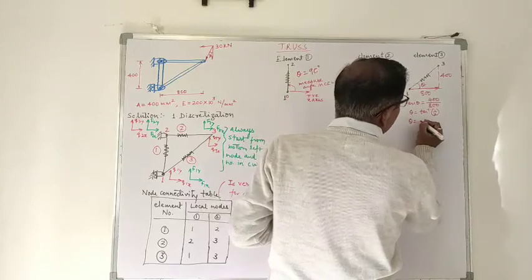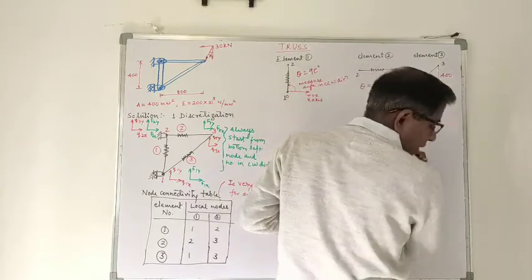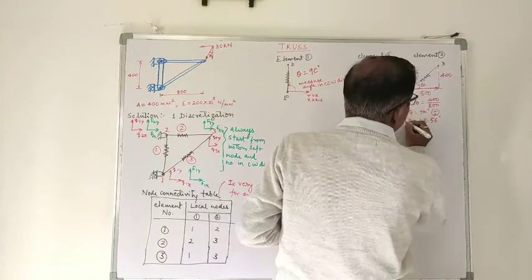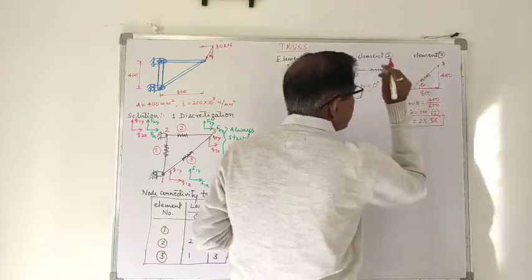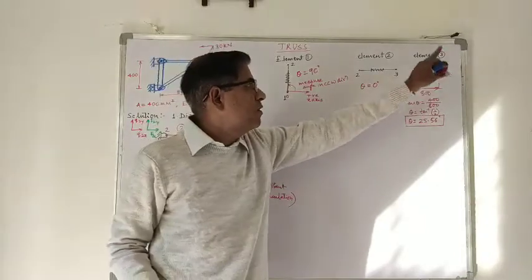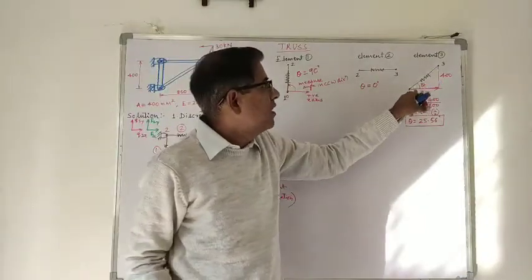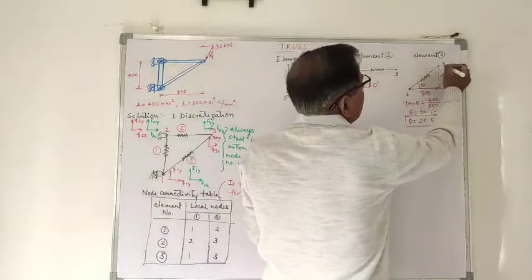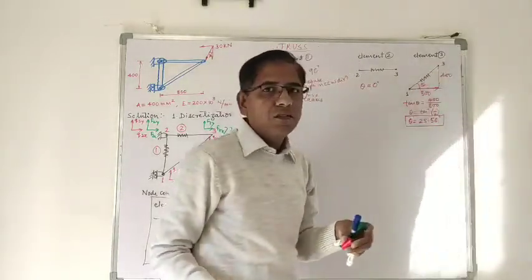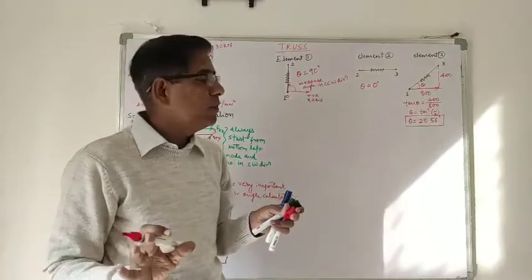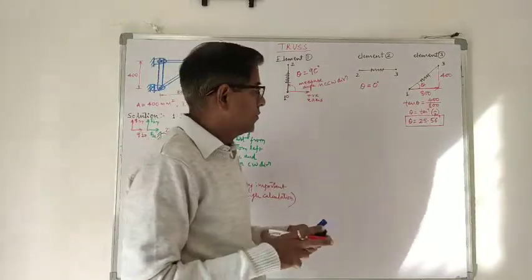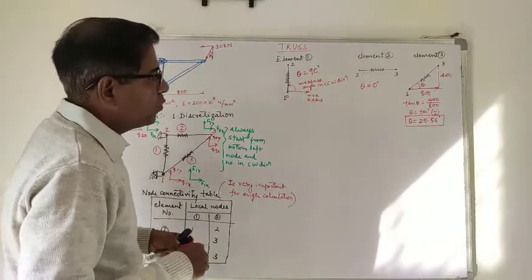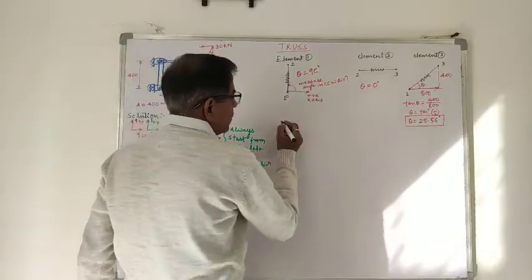and the angle comes out to be theta equal to 26.56 degrees. This is the inclination of this member. If you measure the angle at 3, then that would have been a different angle, so your entire problem will be wrong. Now we make a direction cosine table for this.